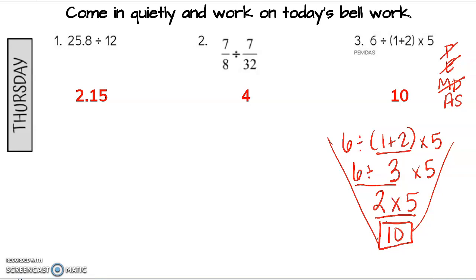All right, put your bell work in a safe spot so that you know where it is tomorrow. And then at this time, if somebody wants to pause the video, somebody can collect homework for the class and turn it into the bin for me.